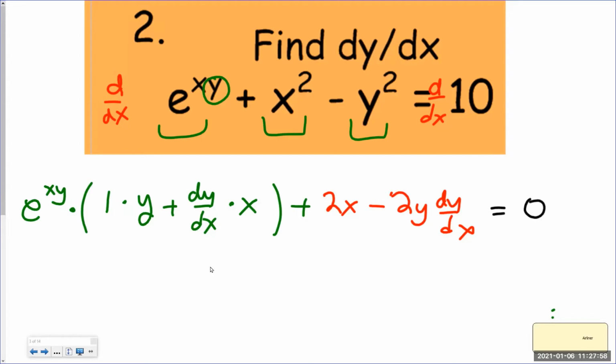So then what you want to do is pull all the dy dx's to the left. But I have a little bit of a problem. I've got a lot of things going on right here. I'm going to take out the 1. You guys okay with that? Because y times 1 is just y, okay?